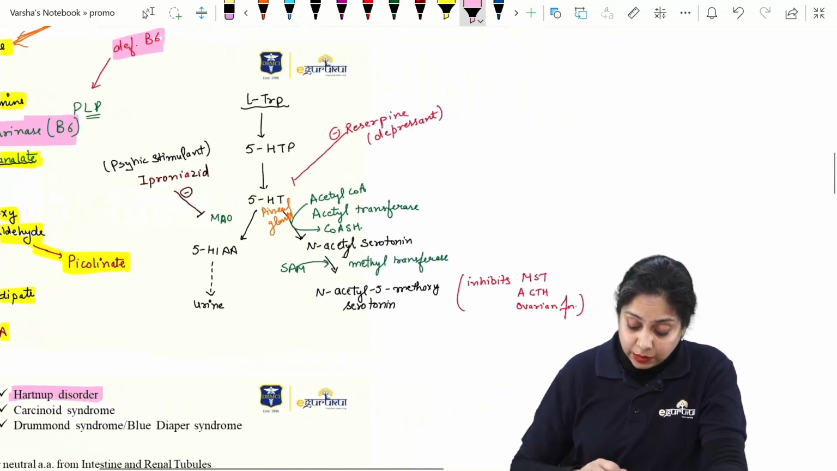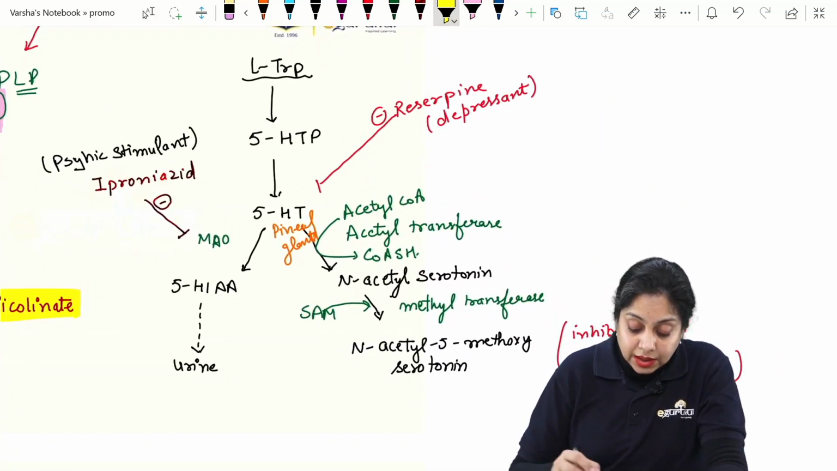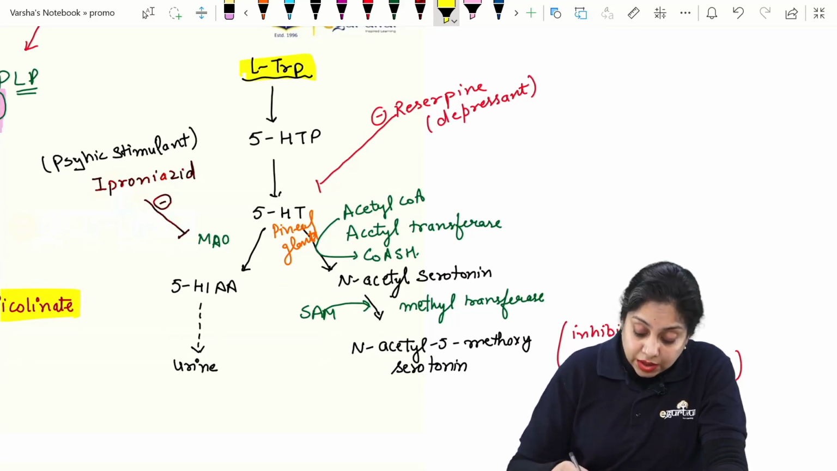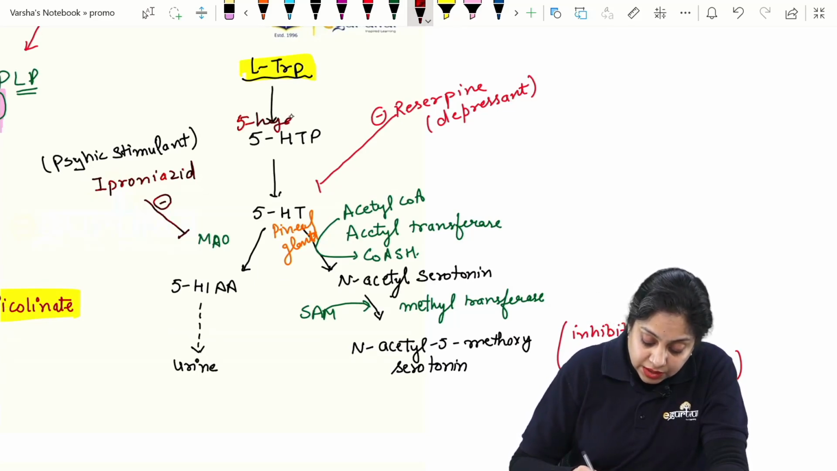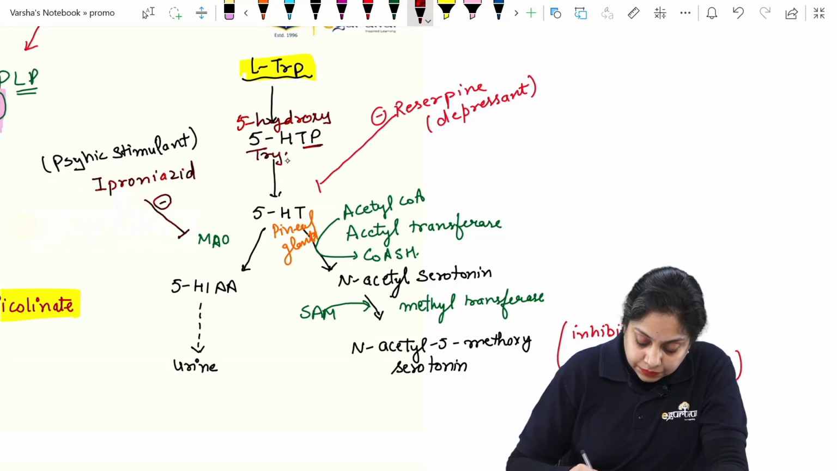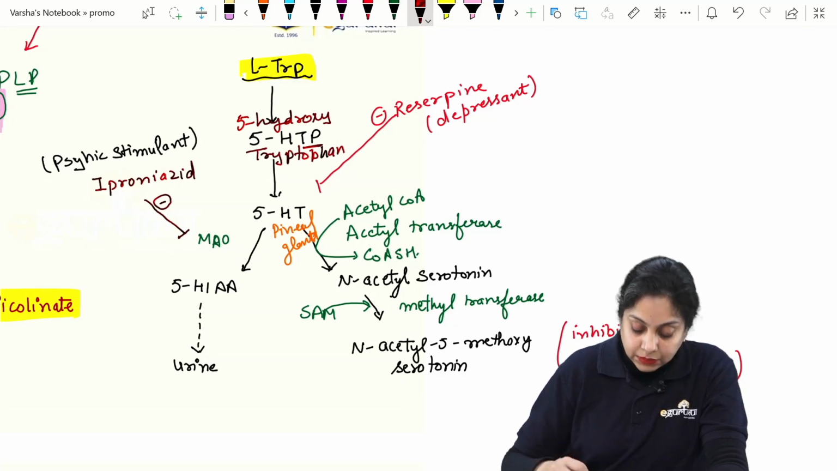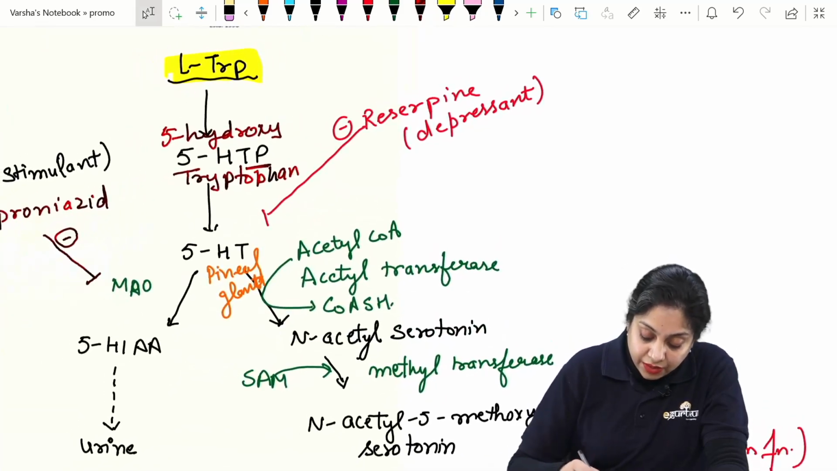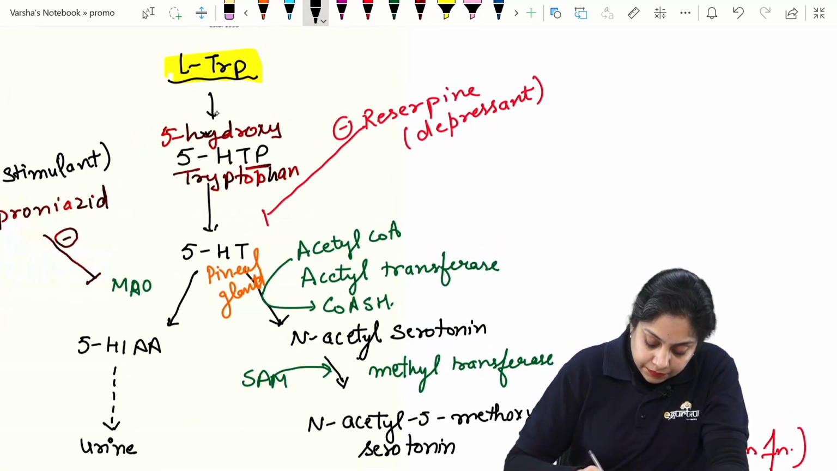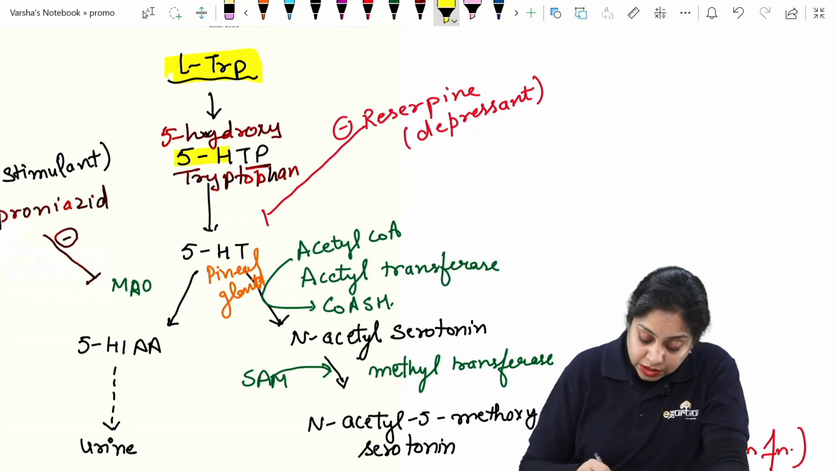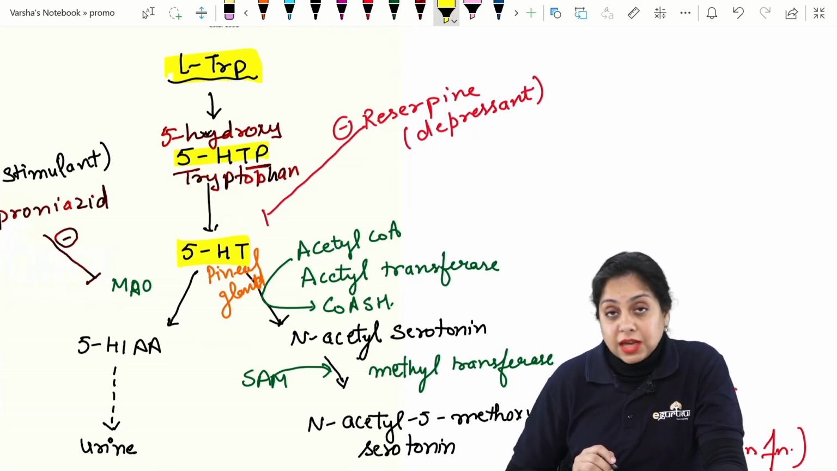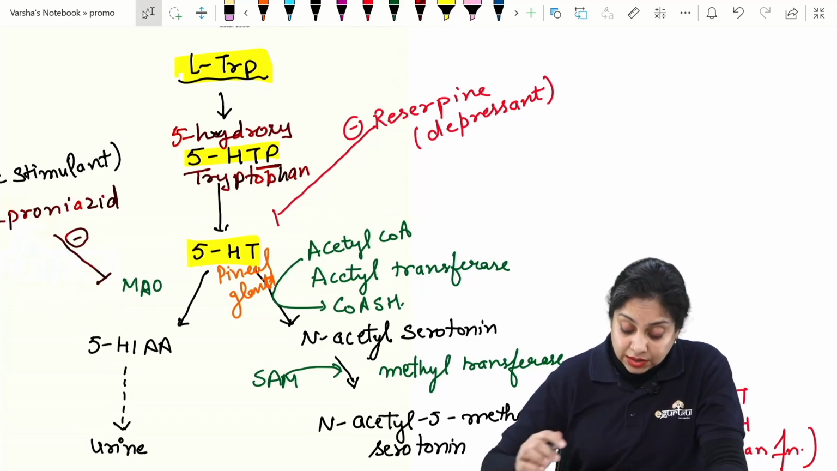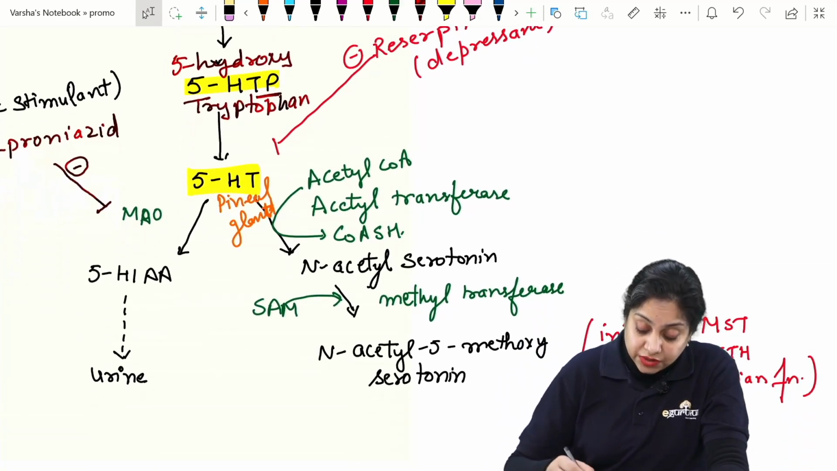Now, which is the another pathway? This is the another pathway, right? In this, L-tryptophan is converted into 5-hydroxytryptophan. TP is tryptophan. Right, hydroxylation is done and then you have 5-hydroxytryptophan. That 5-hydroxytryptophan can be converted into what? 5-HT. What is this? 5 for hydroxy, T is tryptamine. So this is an amine now. So 5-hydroxytryptamine, right? And which can now follow two pathways.